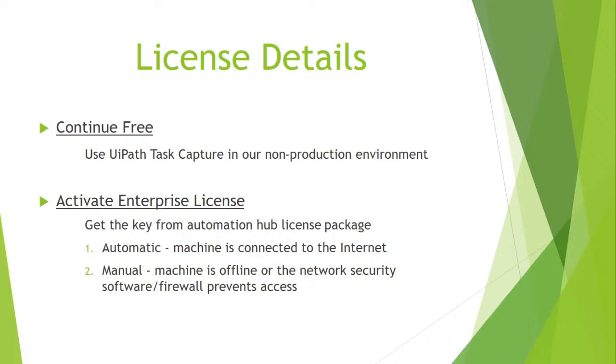After that, we have two options: automation and manual. Automation is for when the machine is connected to the internet and we don't have security blocks like firewall restrictions. We can select automation and give our product key. We can also do it manually if we don't have internet, or if the server is firewall blocked. Then we select manual and provide our key.